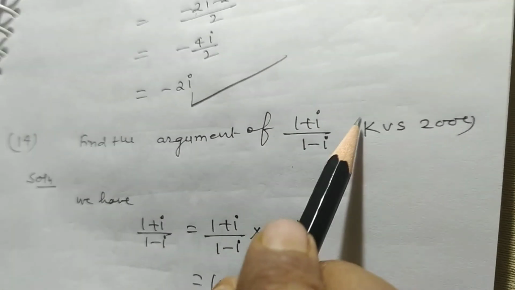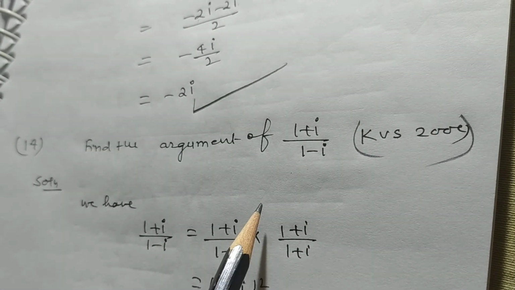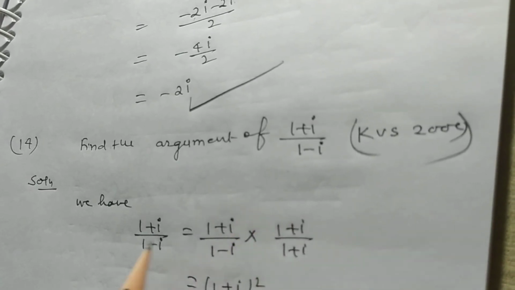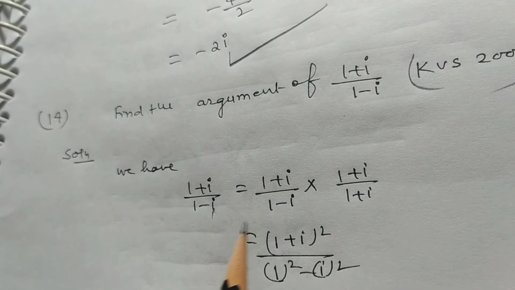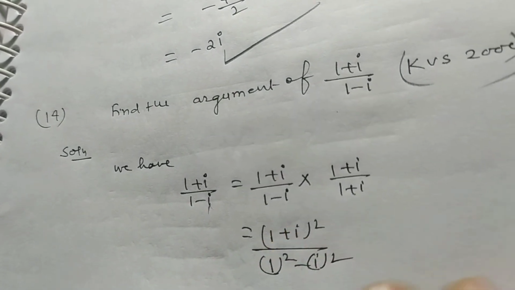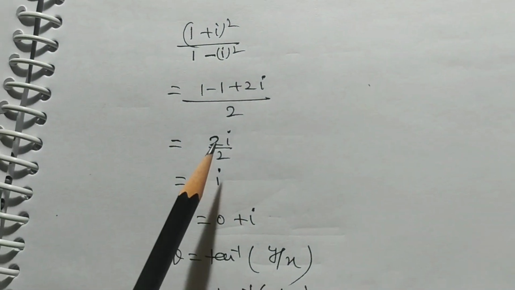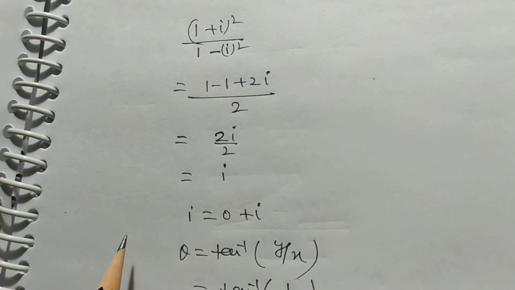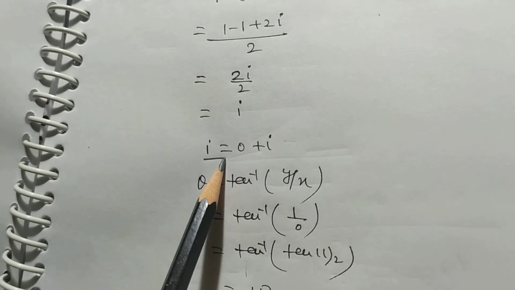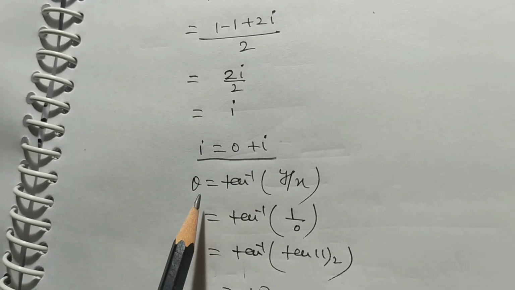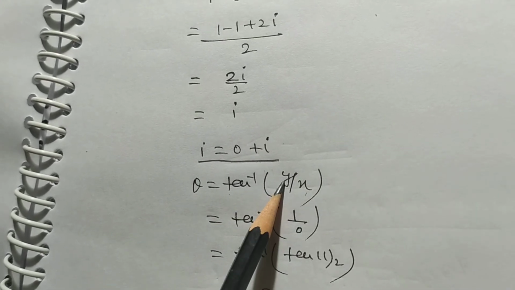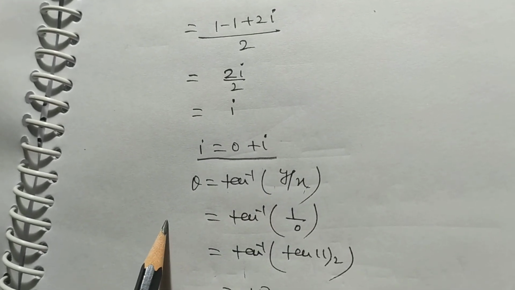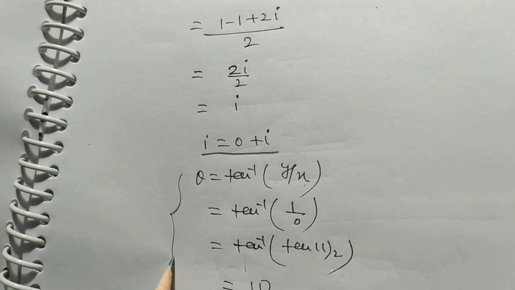Now problem number 14, find the argument of (1 plus i) by (1 minus i). This problem was asked in the KVS 2009. Convert it into a complex number by multiplying by the conjugate of the denominator. After simplifying, 2i by 2, that is i. So it is in the form of 0 plus i. So amplitude theta is equal to tan inverse y by x, where y is the imaginary part and x is the real part. This is a very, very important formula.